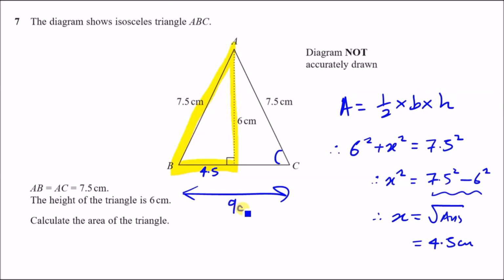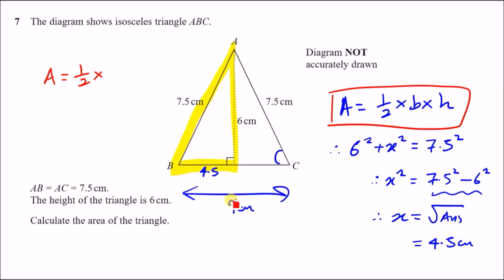9 centimeters. To work out the area of the triangle, we use the formula we had over here. It's half times the base. What's the base again? The base is 9, times the height, which is 6. Put this in your calculator and you should get 27 centimeters squared. That's it, guys. I hope this question helped.